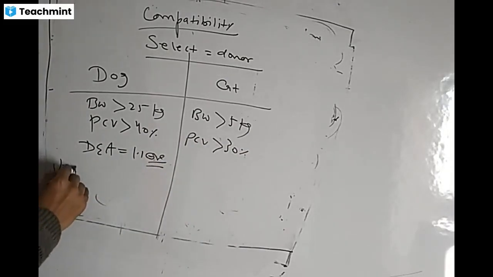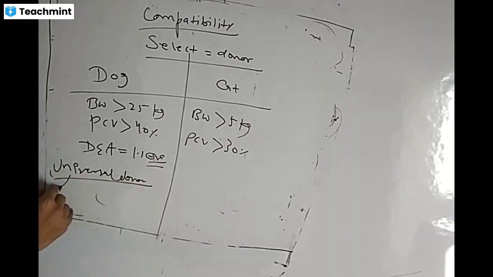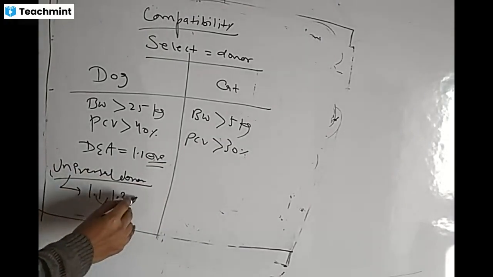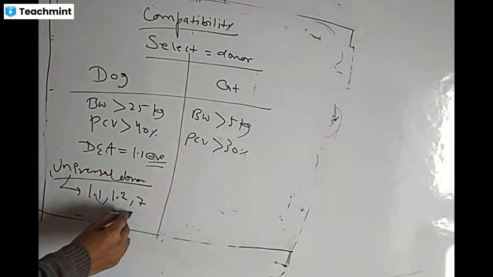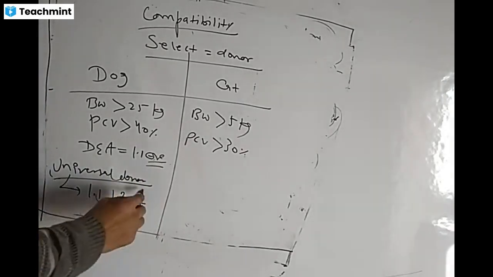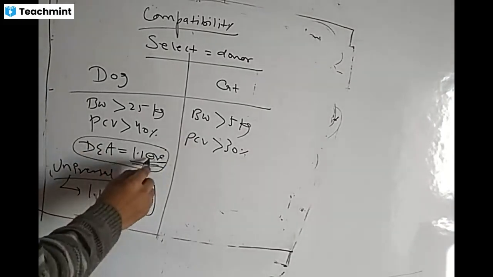but if we use the term universal donor, it should be 1.1, 1.2 and 7 negative. That dog is called the universal donor. If it is not available, then at least DEA 1.1 negative should be used.